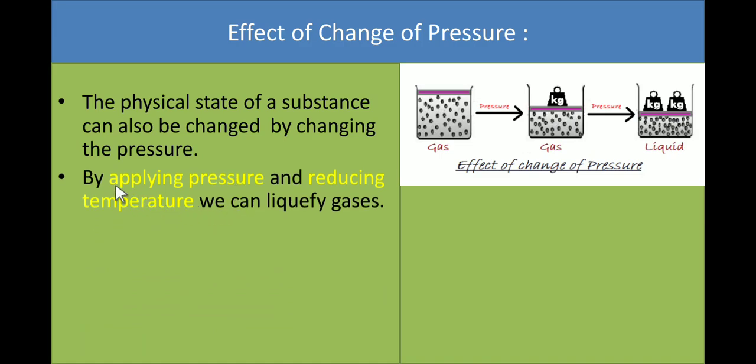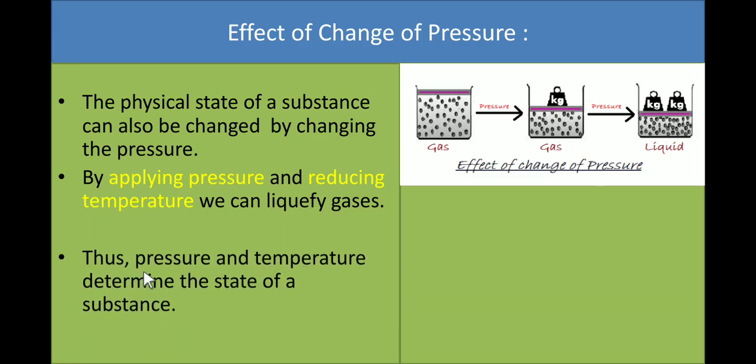By applying pressure and reducing temperature, we can liquefy gases. For liquefaction of gases, there are two conditions. One is reducing temperature and another is applying pressure. When we apply pressure, the gas particles come closer and closer, and interparticle attraction becomes higher. At a certain pressure, the gas becomes liquid. Thus, pressure and temperature determine the state of a substance.